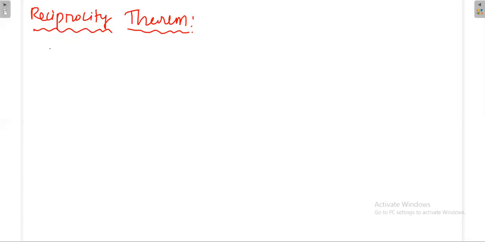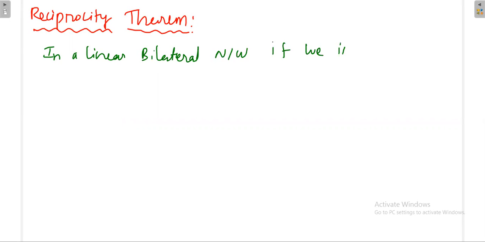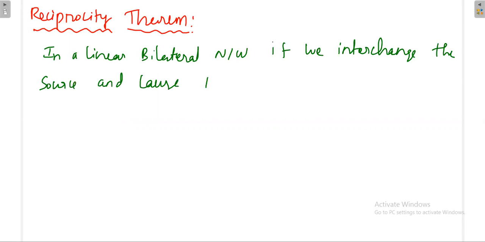So the reciprocity theorem means that in a linear bilateral network, if we interchange the source and cause, then there is no change. Okay, what is the meaning of this?